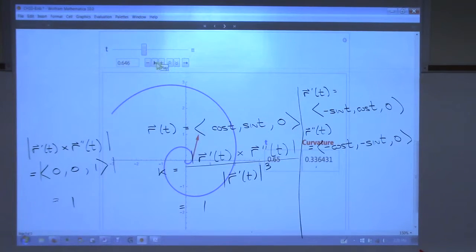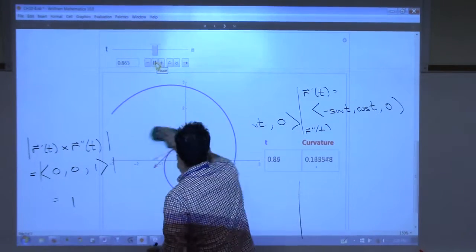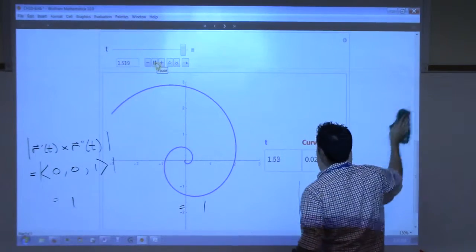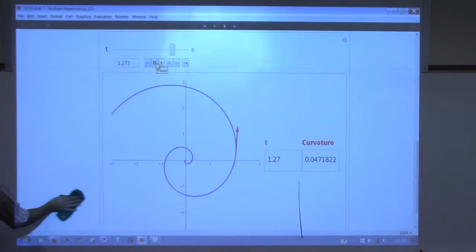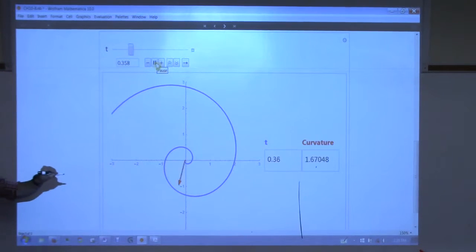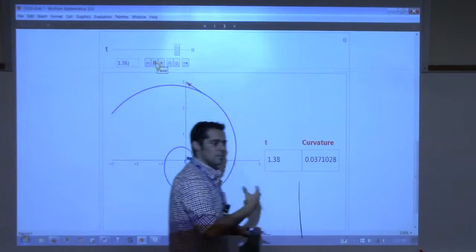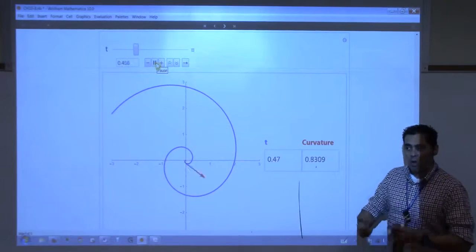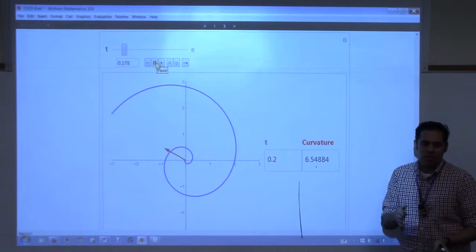Here's an example of a vector function that does not have constant curvature. Like the circle, it was obvious, right? If you're on the circle, you've got that same curvature the whole time. This is a spiral, and it's a tighter spiral in the center, and it gets wider as you get bigger. So does it make sense that the curvature should be large in the center and get smaller as you move out? So a larger curvature is like how fast it's turning.